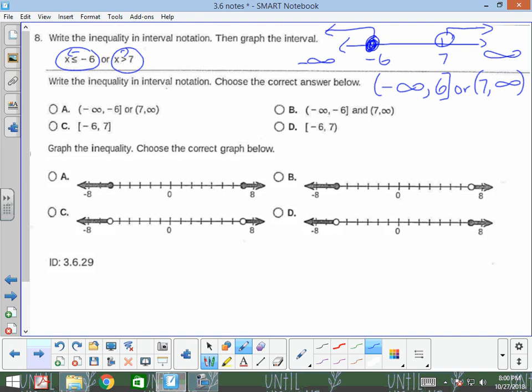So we're looking for where we have an or, so it has to be choice A. And then we want the graph for -6 to be going to the left and filled in, 7 going to the right and not filled in. So that would be choice B. Notice that -6 is filled in, 7 is not filled in.